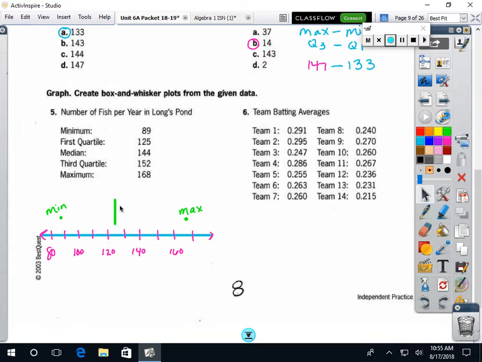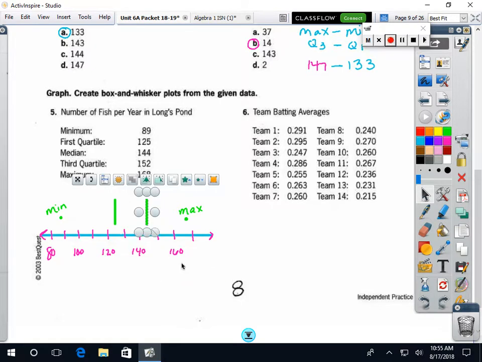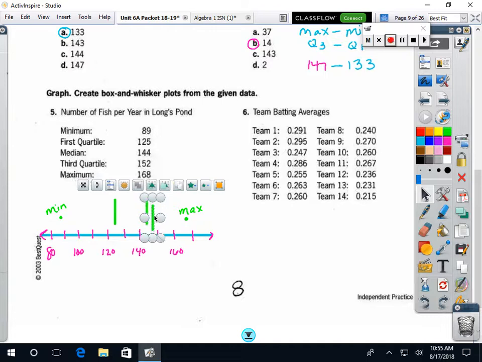Okay, and then after that, quartile 2, which is also known as the median, is 144. Well, there's 140, and that's 150, so 144 would be like a hair before the middle. Right there about. And then the third quartile, quartile 3, is at 152. Well, that's 150, so 152 would just be like about right there maybe.